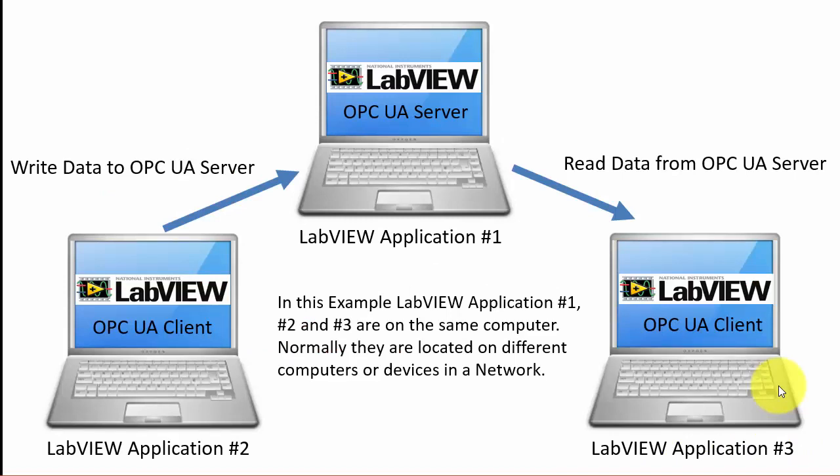In this video we will go through this example. In LabVIEW application 1 we will create an OPC UA server. In LabVIEW application number 2 we will create an OPC UA client which writes to the OPC server we just created here. And then next, LabVIEW application number 3 will read from the OPC server the values we write in this application.